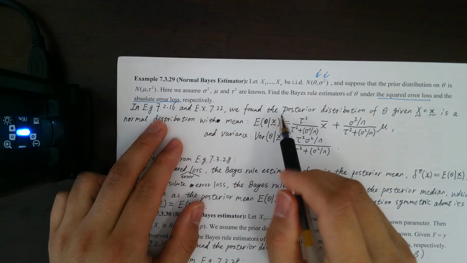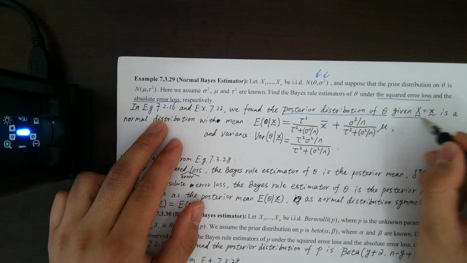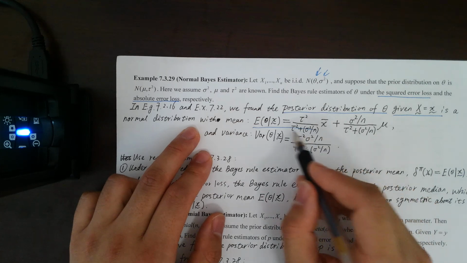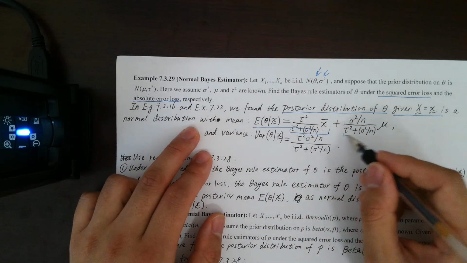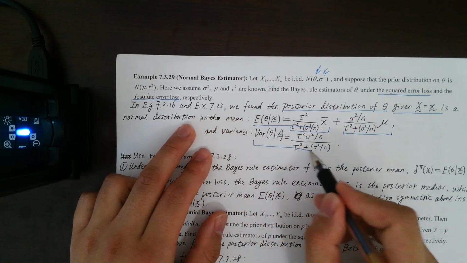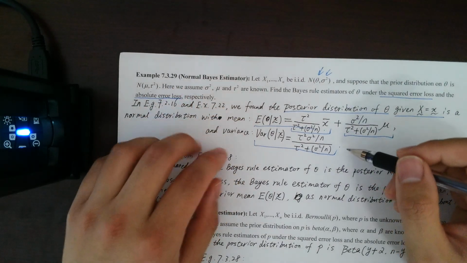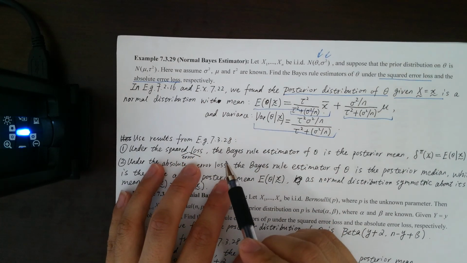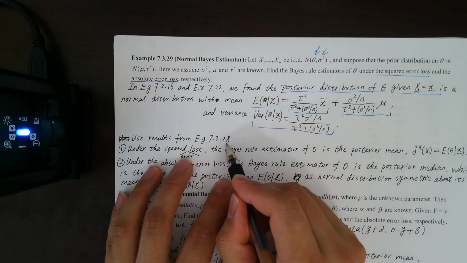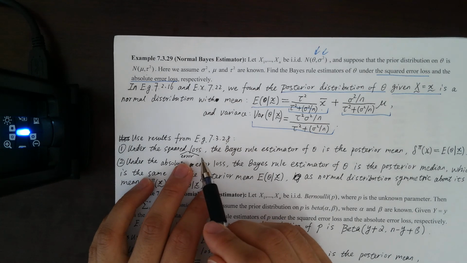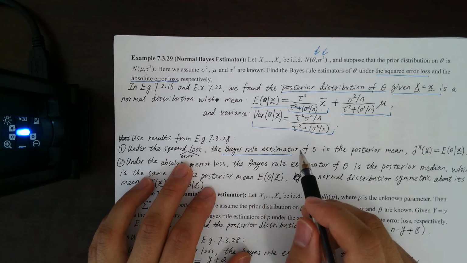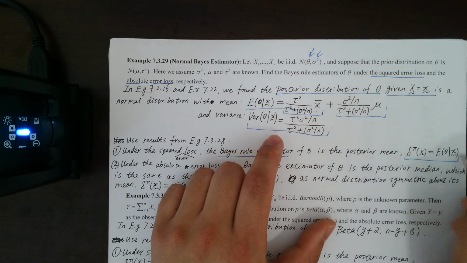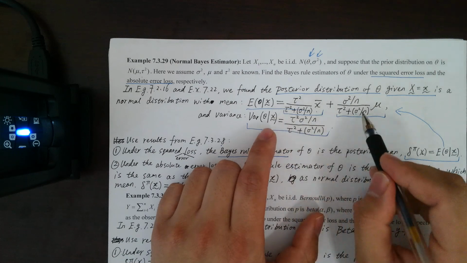To solve this problem, first we recall from our previous lectures and also the homework problem that we have found the posterior distribution of theta given x is also a normal distribution with this posterior mean, which is a linear combination of the sample mean and the prior mean, and with this variance. Those are the results we already did before. Now I'm going to apply the results we just discussed. Under the squared error loss, the Bayes rule estimator will be the posterior mean, so in this normal example it is exactly the posterior mean, which is here.